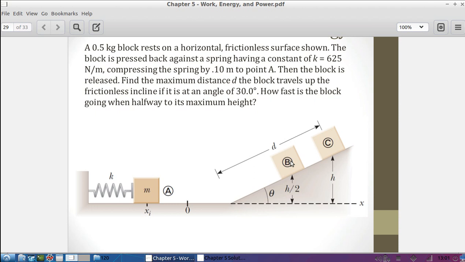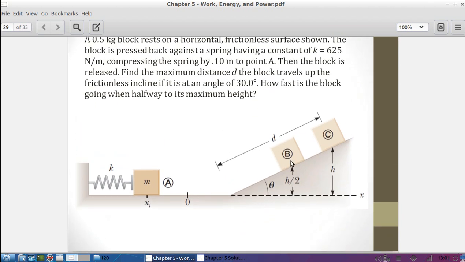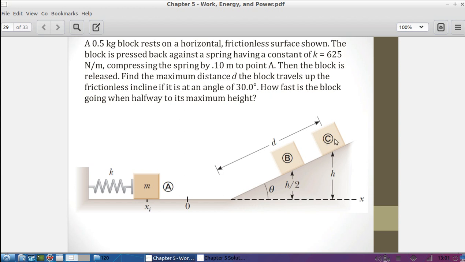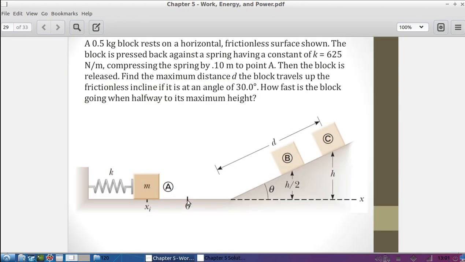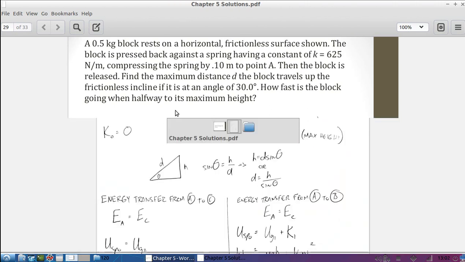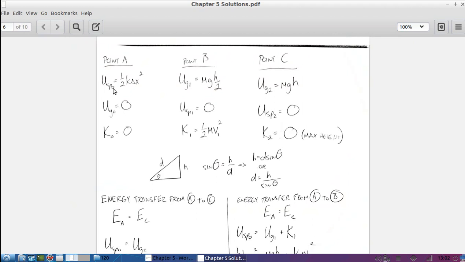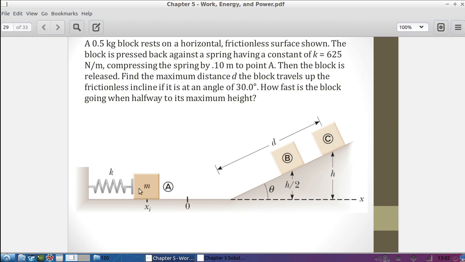What I like to do is split the situation up into points A, B, and C. I identify all the types of energy that the system has at those points. At point A, the spring is compressed, so the system has spring potential energy. I'm going to write my expression for the spring potential. I'm going to say the gravitational potential at this point is 0, and the kinetic energy is 0. Spring is compressed, mass is at rest.